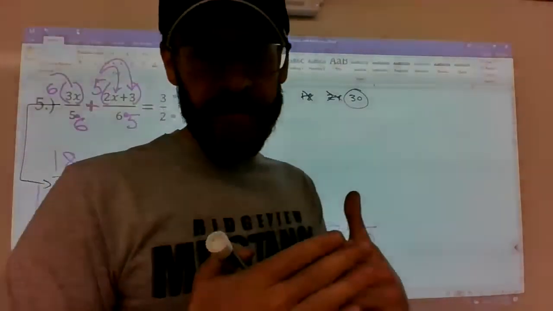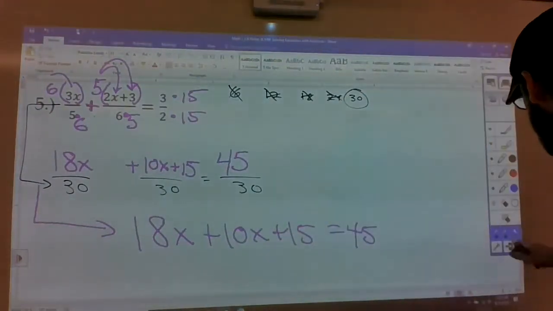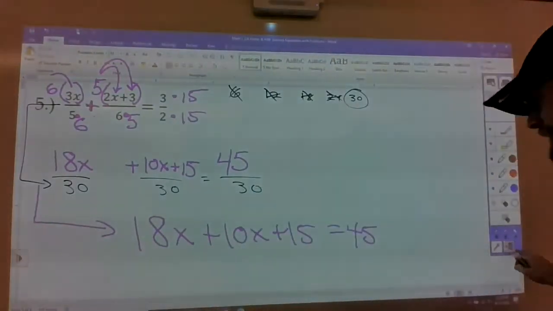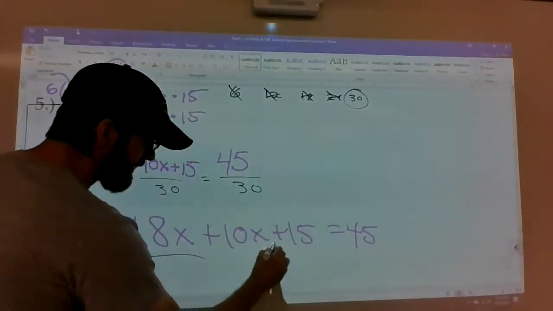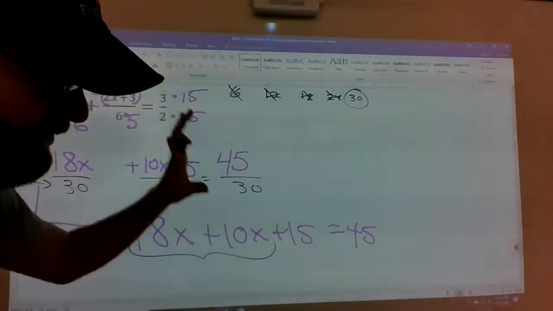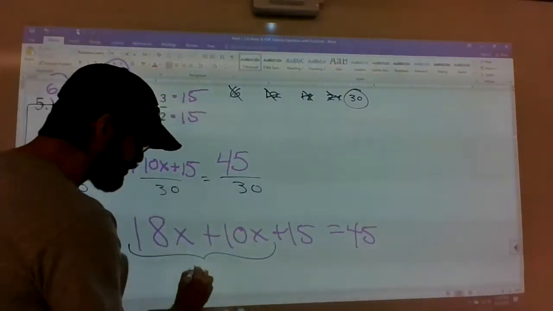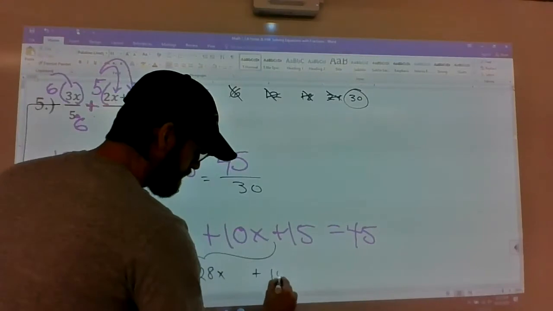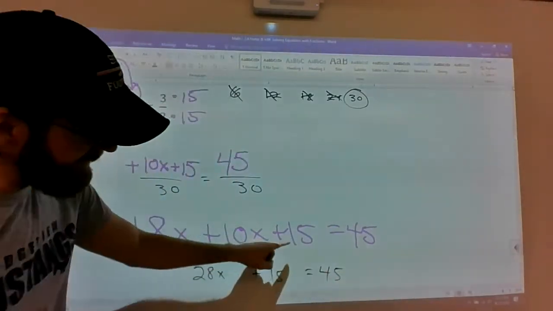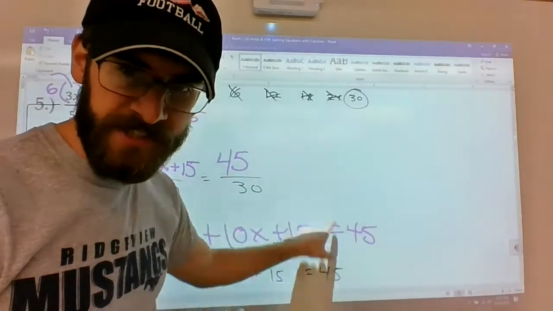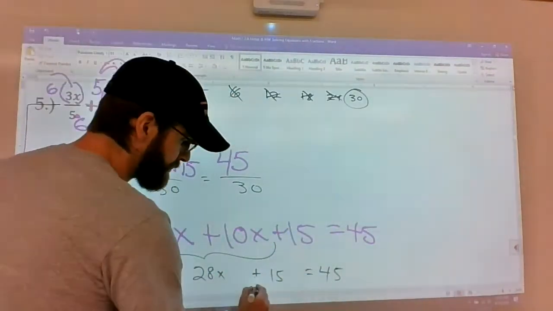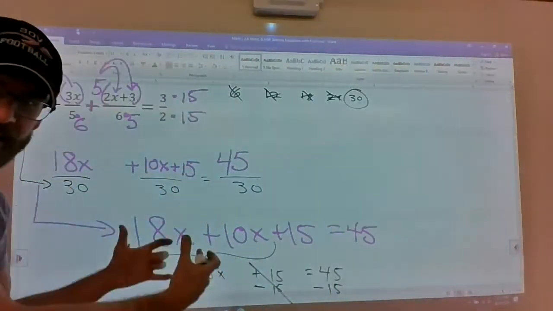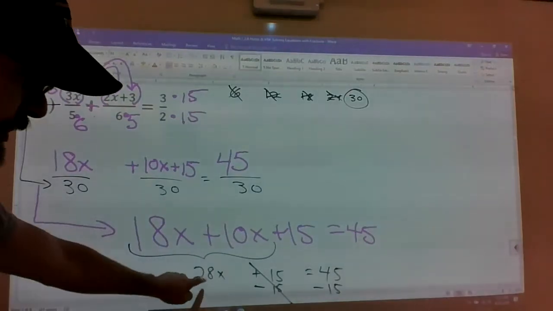At this point, this is where you go to your default setting of, okay, I've got variables, I've got to simplify on the left. 18x plus 10x. They're side by side. I don't move them. I just say 18 plus 10 is 28x. The 15, let it be. Notice I did not take 15 plus 45 because they're on opposite sides of this equal sign. I'm going to subtract 15 to move it to the other side so that I zero this out, leaving the x's on the left. So it's going to be 28x on the left.